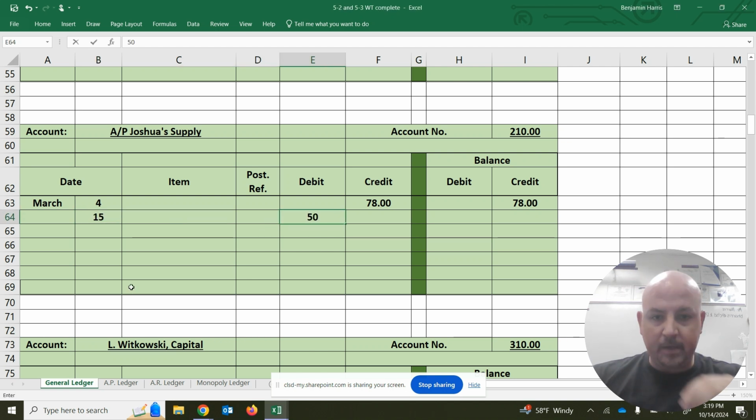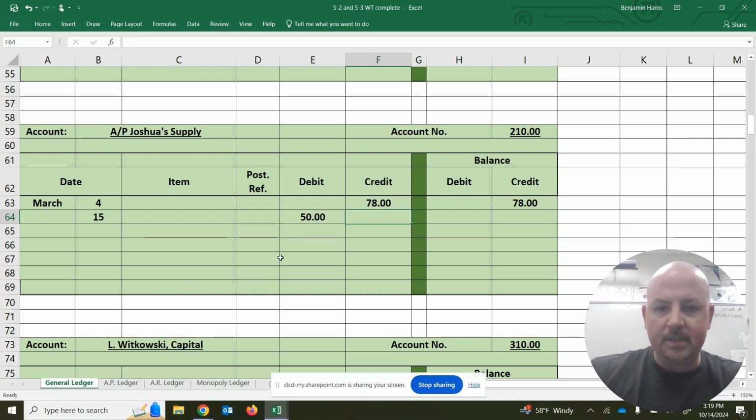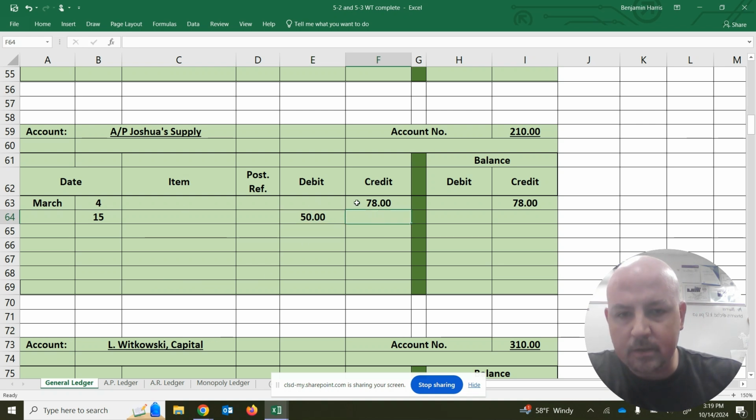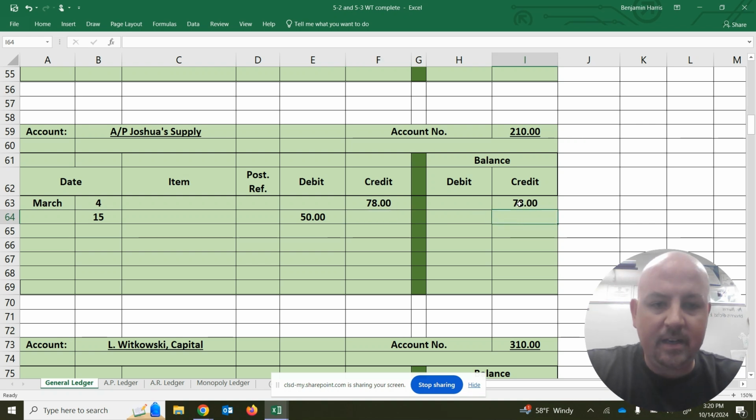So the story would go here that we bought supplies on the 4th for $78 and we owed them $78. Now on the 15th, we're coming back with a $50 check perhaps, or some sort of payment, and now we don't owe them that $50 anymore. So we have this credit balance here and this new debit coming in.